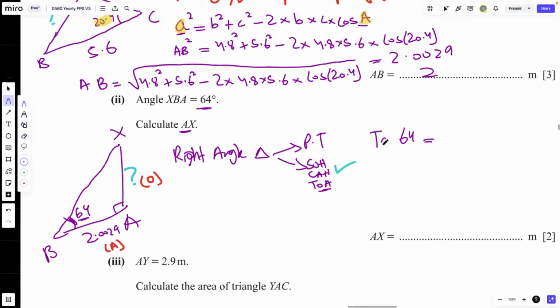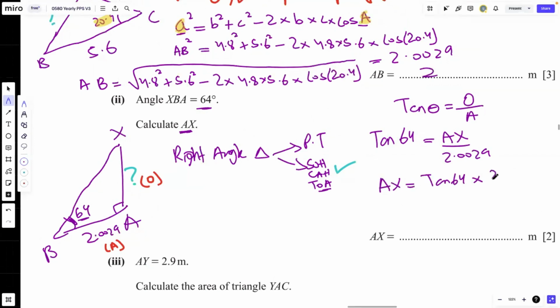So you're supposed to apply tan 64, or let's just write the formula. Tan theta is equal to opposite over adjacent. And that's tan 64 over opposite is the one that we are trying to find out. Let's just call that AX. And adjacent is going to be 2.0029. And AX is going to be tan 64 multiplied by 2.0029. So tan 64 times.